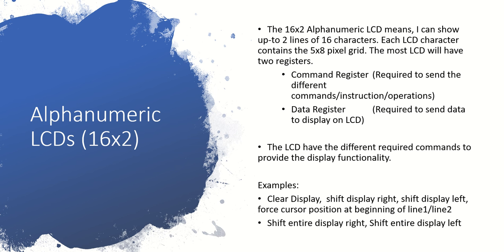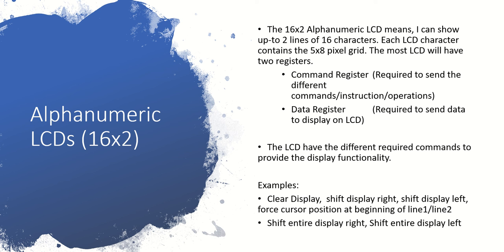The alphanumeric LCD is 16 cross 2. As its name says, it can print up to two lines of 16 characters. Each LCD character contains a 5 cross 8 pixel grid, basically dots, which construct the alphabets. Most LCDs have two registers: one is the command register and one is the data register.